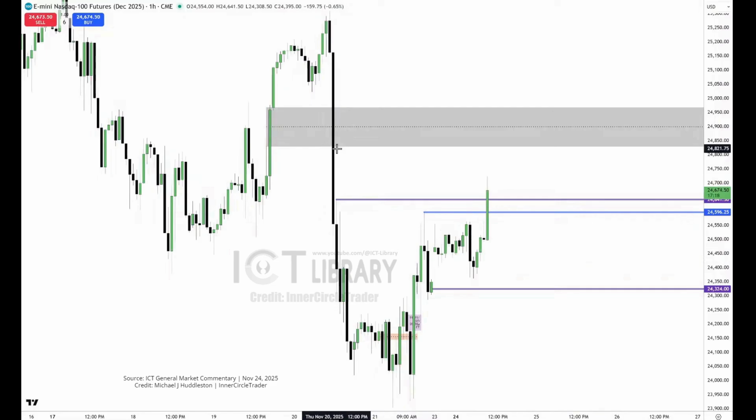So a balanced price range is any portion in price action where we have a distribution of delivery on both sides. And for a very simple approach to explaining that, I want you to think about how this price ran from this place.